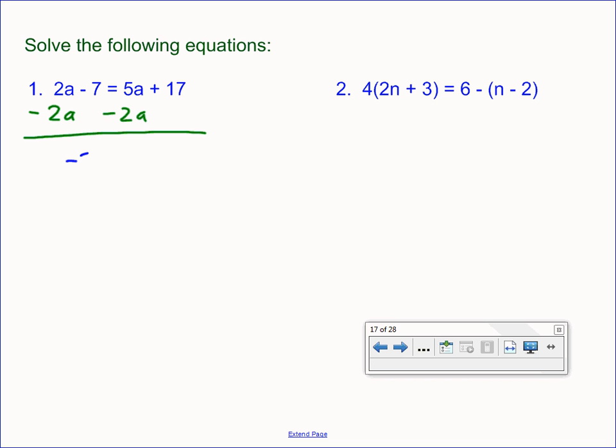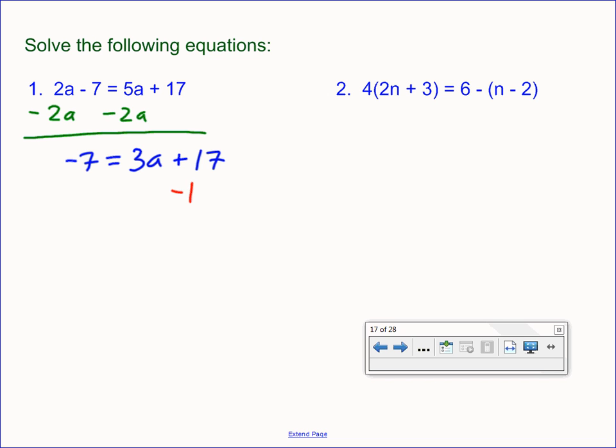We still bring down the negative 7. We still bring down the equal sign, but we can combine like terms now. 5a minus 2a is 3a, and I still have the plus 17 showing. And then we'll continue on with the process. Now that we have our variable expression appearing once on one side of the equal sign, we can do our 4 steps: times 3 plus 17. So to undo those, we would subtract 17 and divide by 3.